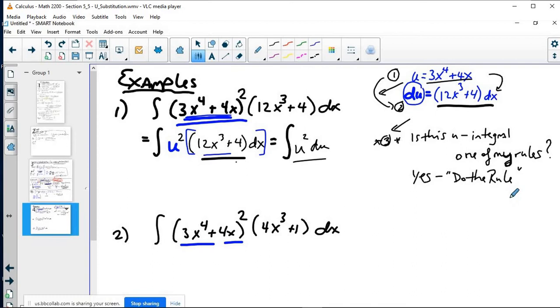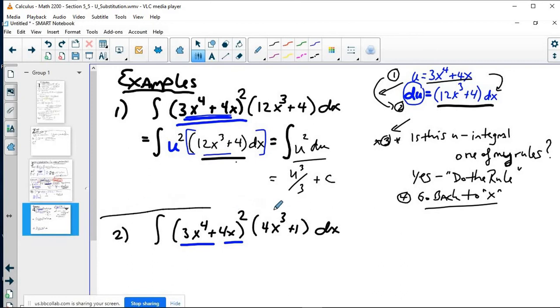Do the rule. And so what's the rule? It is add 1 to the power, divide by the power, plus c. All right, and then the last step is go back to x, or whatever the variable is, okay? Another way to put that would be it's not about you, right? I don't want my answer to have a u in it. I want my answer to have whatever the variable I started with was, and that was x.